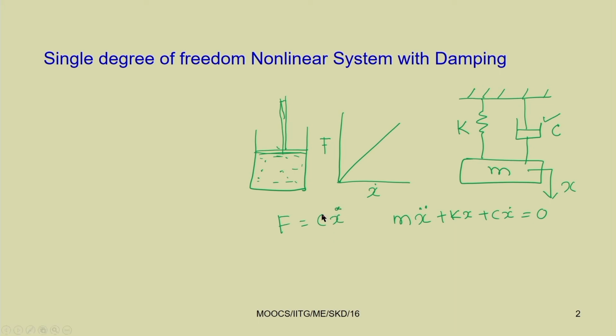There are several other types of damping also present in the system. The one I just told you about is the viscous damping. We may also have dry friction, or Coulomb type of damping.